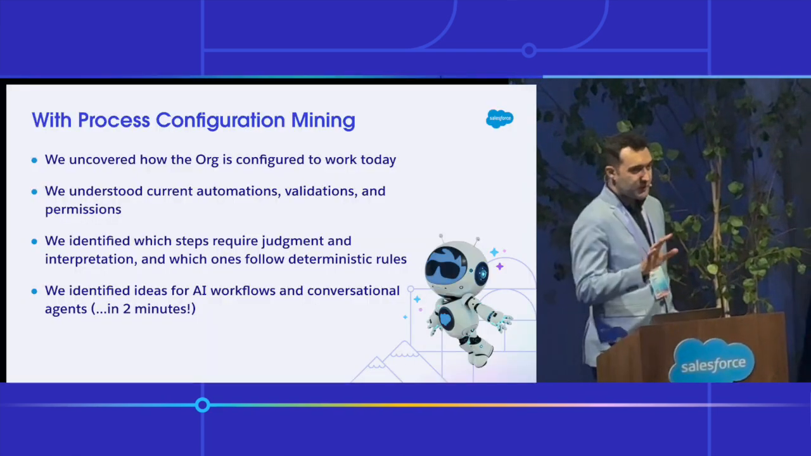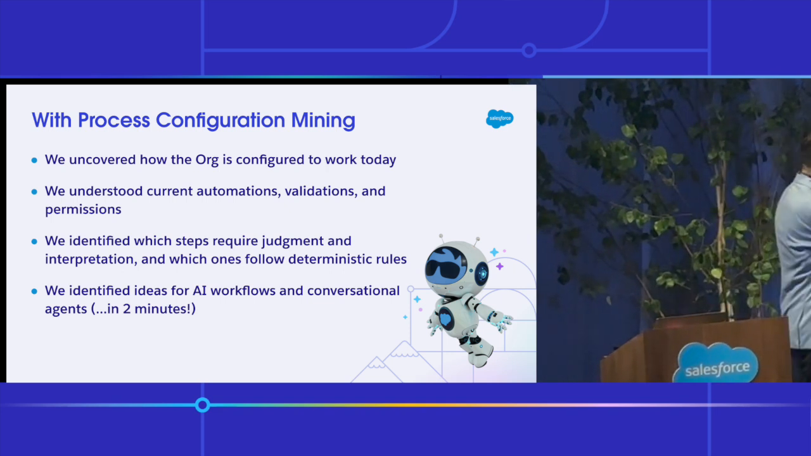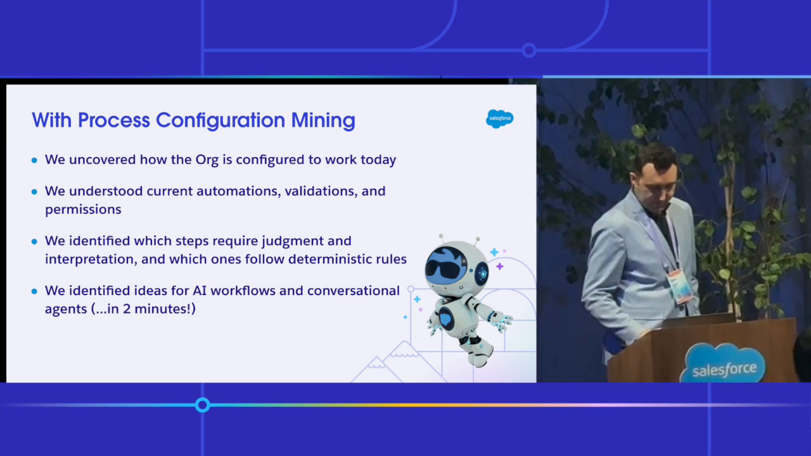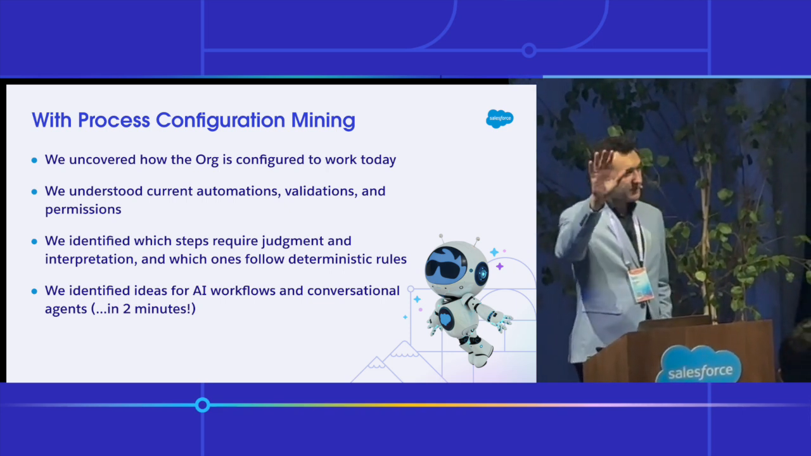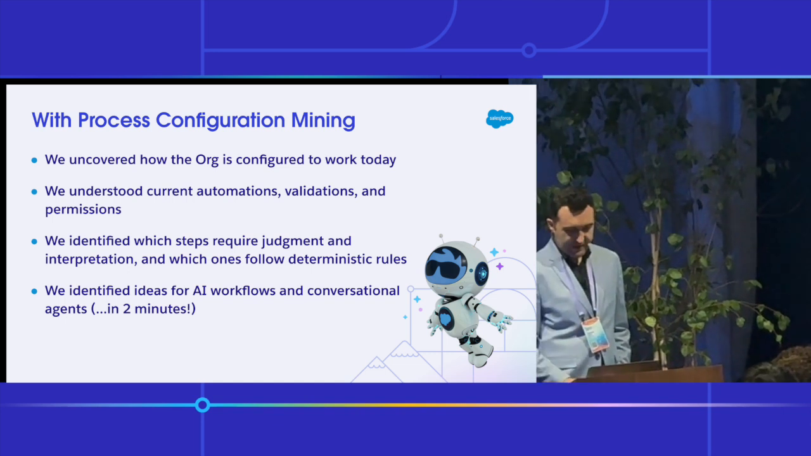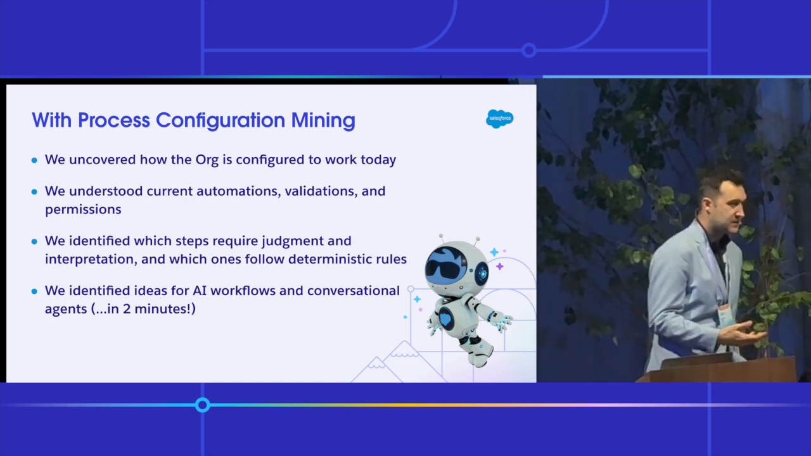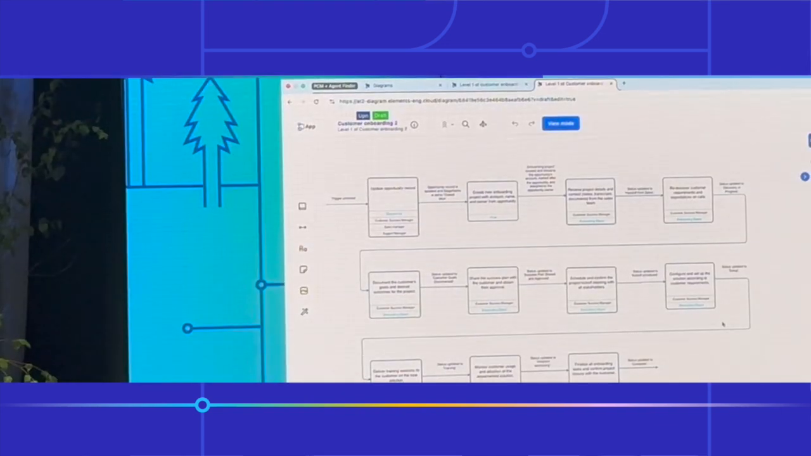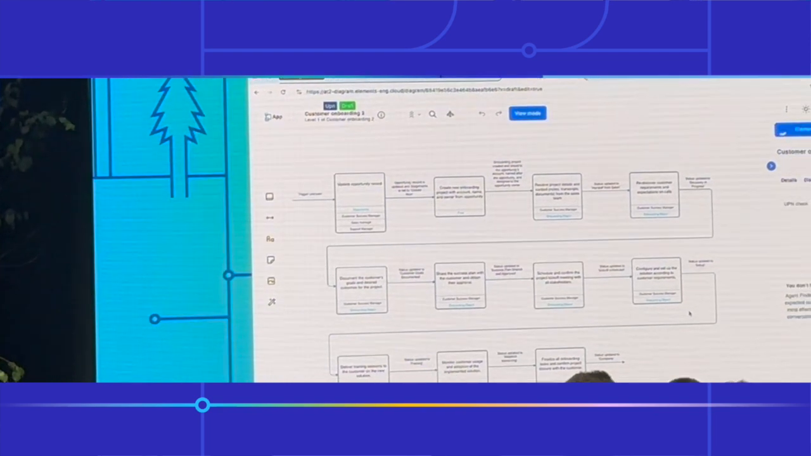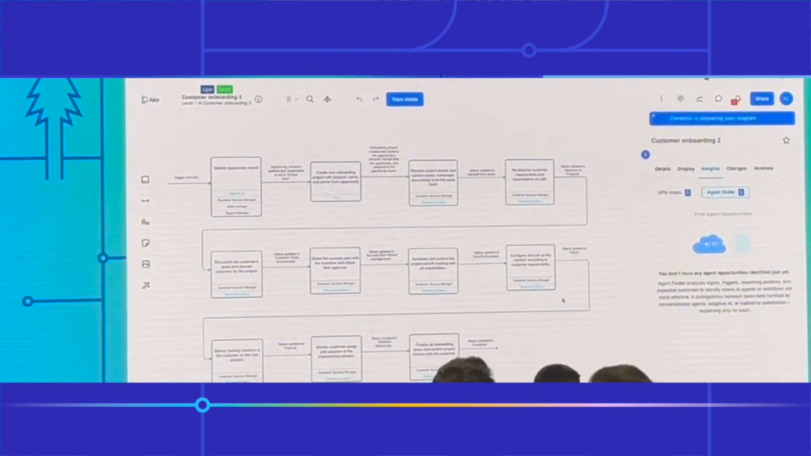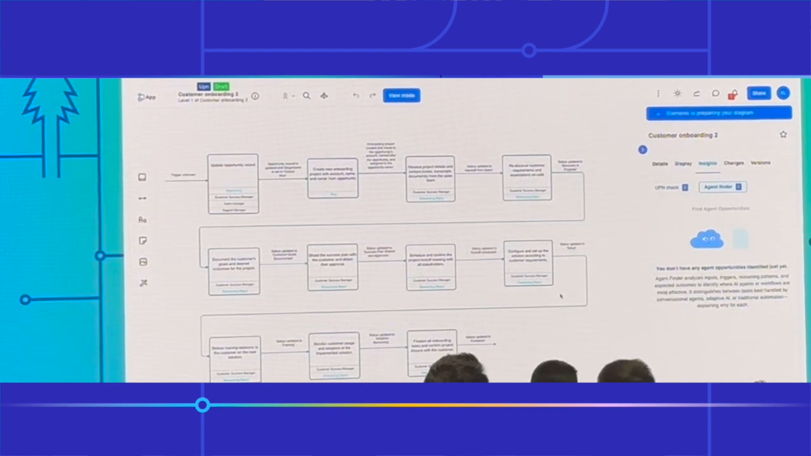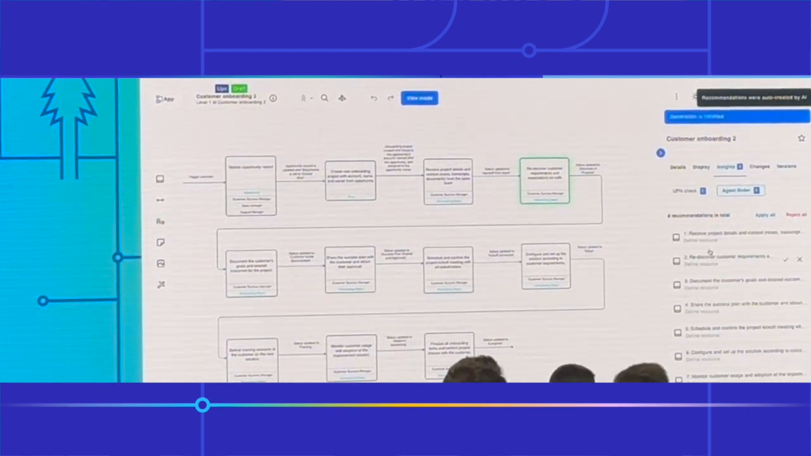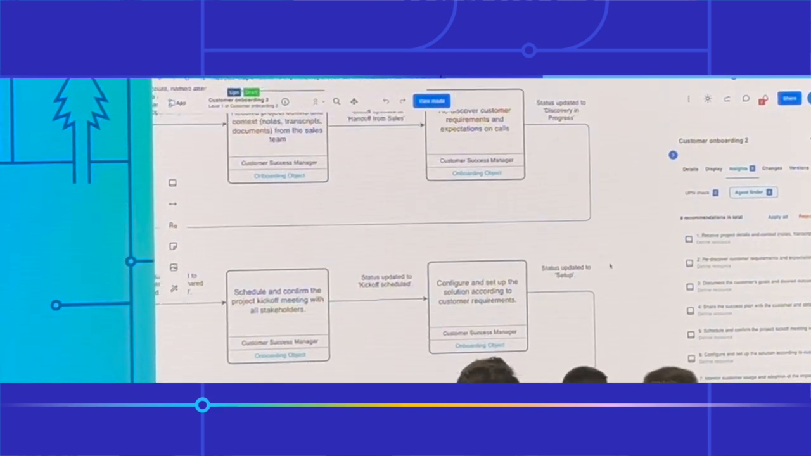Now, how can we use that picture, that current business process understanding, to identify agent use cases? I have this business process, and earlier we were talking about AI workflows, conversational agents. How can we identify which steps of the process could benefit from some help from AI? Okay, let me click a button, and let's wait for the magic to happen. No, that was fast. So let's zoom in and see what came out.